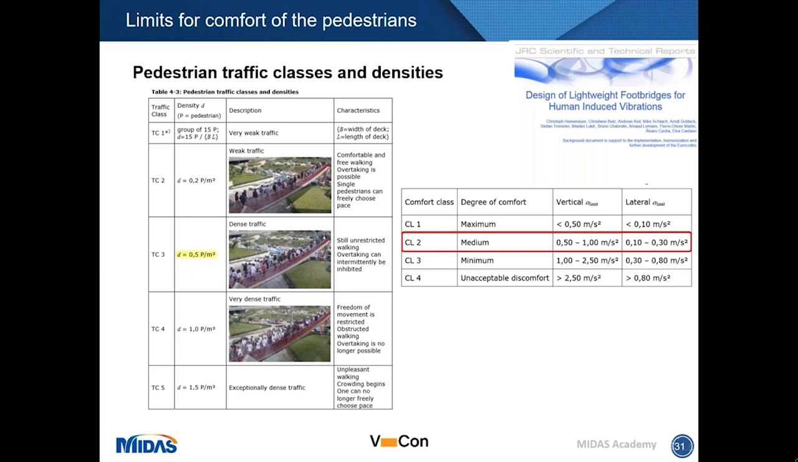In this case, we agreed with the client that we should use the TC3 density. The bridge was also tested for different classes with more strict regulation from the point of view of people and acceleration limit for comfort. So we also picked comfort class number 2, with a medium degree of comfort.